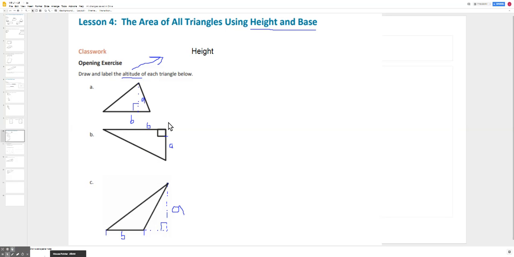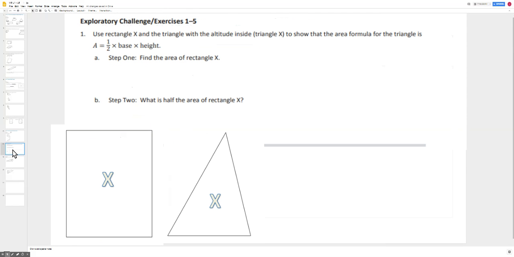All right, so that's dealing with the altitude, which is also known as the height of each of the triangles. All right, so let's go over another exercise that shows that it doesn't matter what the triangle looks like. It doesn't matter if it's not a right angle. The area of the triangle can always be found by using 1/2 times base times height. So here we go.